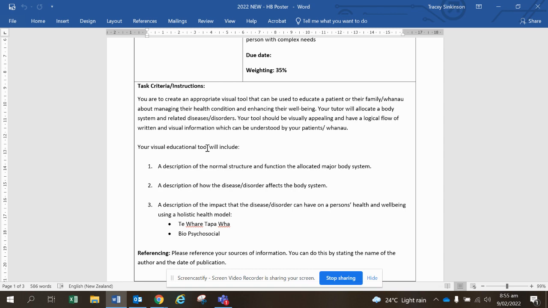And then depending on what disease or disorder you have been given, you then need to describe how that disease or disorder affects the body system, the integumentary system it is at this stage, because we've only learnt about the skin. So depending on what the disease or disorder is, how should it work normally, and all the parts of that particular part. And then when that disease or disorder is present, what's going wrong and why possibly, okay? This has all got to be in a visual tool.